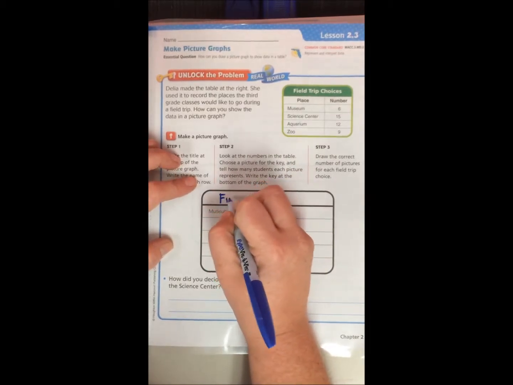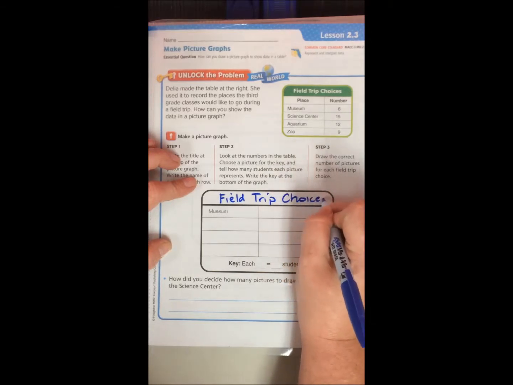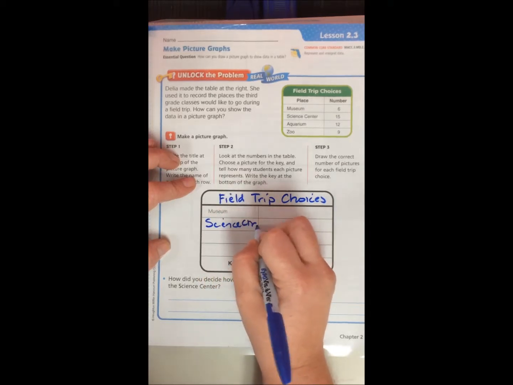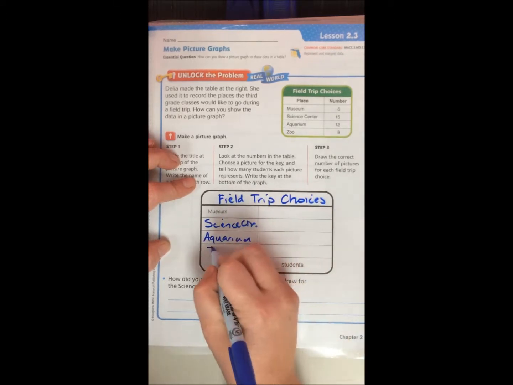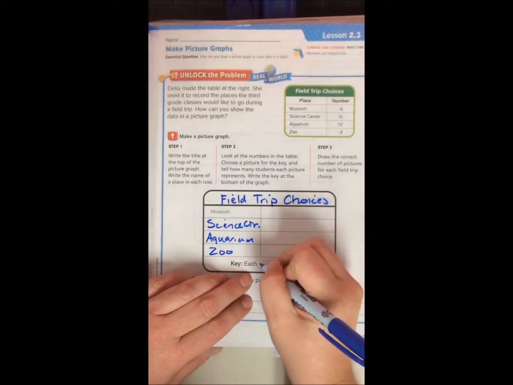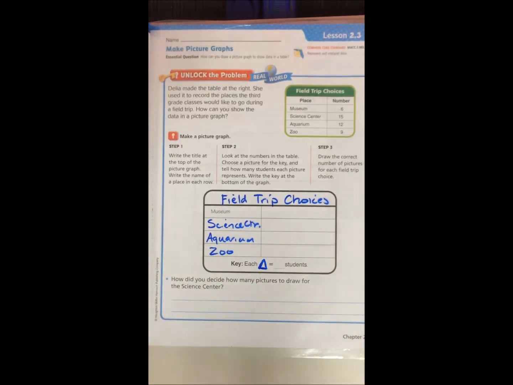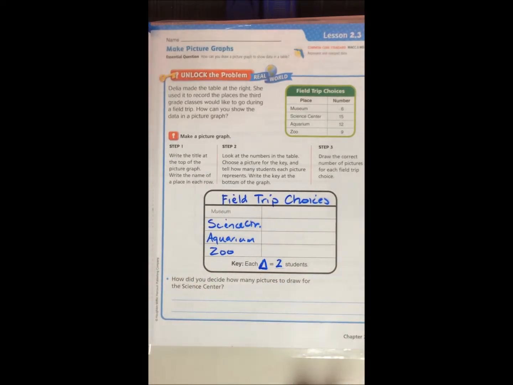So, same information, it's still field trip choices. You're still possibly going to the Science Center or going to the aquarium and the zoo. But this time I'm going to change my key. I'm going to make my key a triangle just because. So my key is a triangle, and I'm going to say now that each triangle is going to be equal to 2 students.